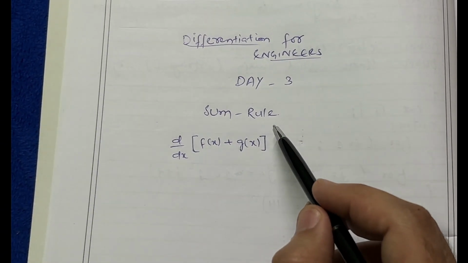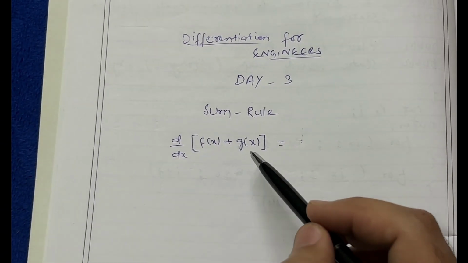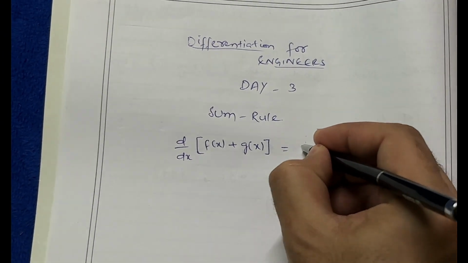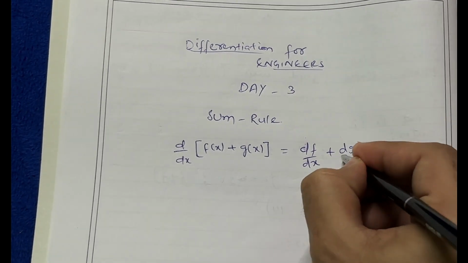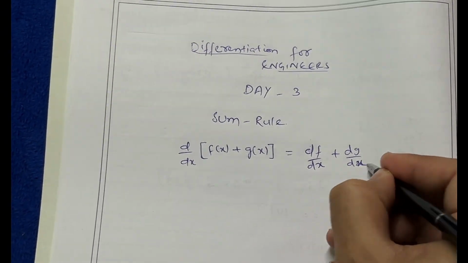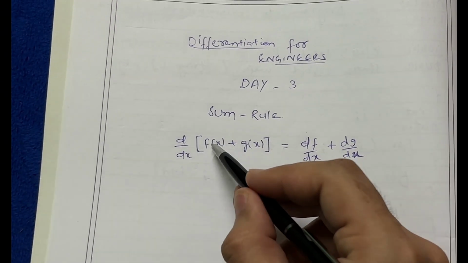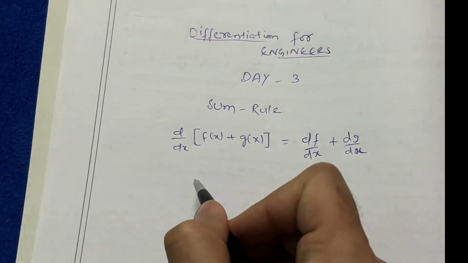So the sum rule says that the derivative of a sum is simply the sum of the derivatives, meaning the differentiation of f plus g is df/dx plus dg/dx. Okay, we have to separately differentiate these two functions, f of x and g of x. So let's solve one example.